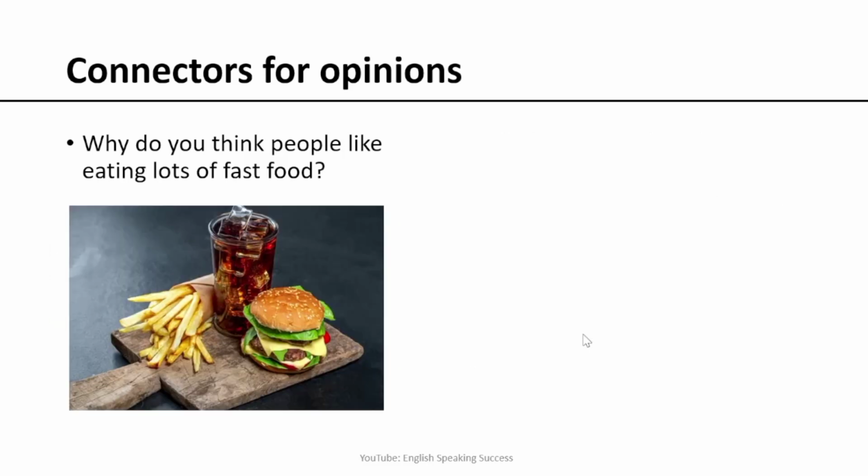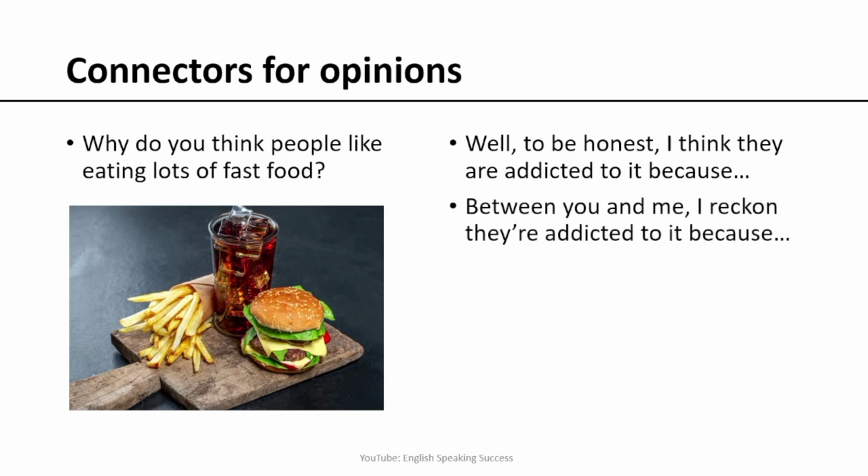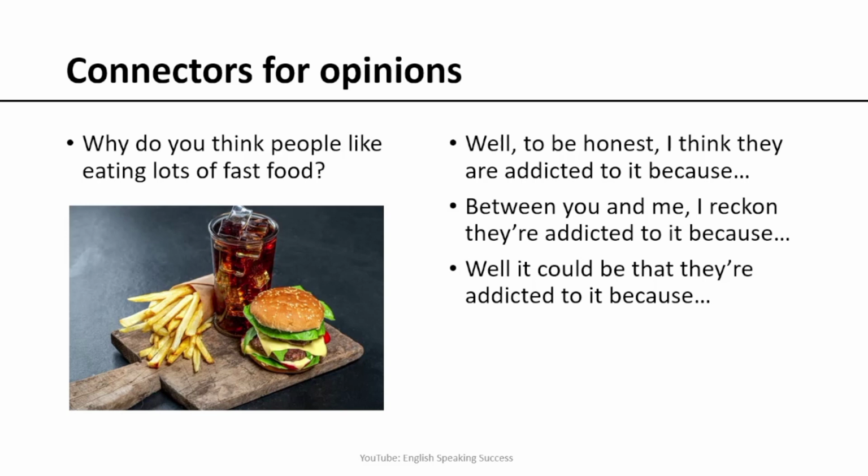Now let's look at more connectors. The same question: why do you think people like eating lots of fast food? Well, to be honest, I think they are addicted to it because. So here we have well and to be honest. And between you and me, I reckon they are addicted to it because. Between you and me means only us, no other people. We can also use well, it could be that they are addicted to it because. Well, it could be means probably. Probably they are addicted to it because of the reason. So we can use expressions of giving opinions, and we can also add some connectors to make it more beautiful.